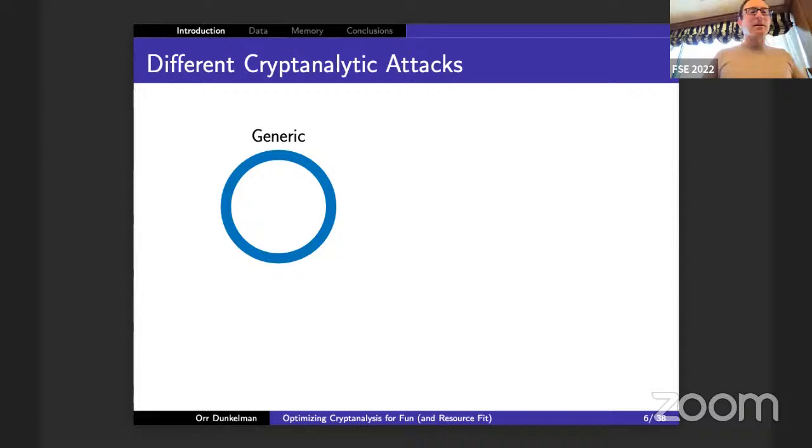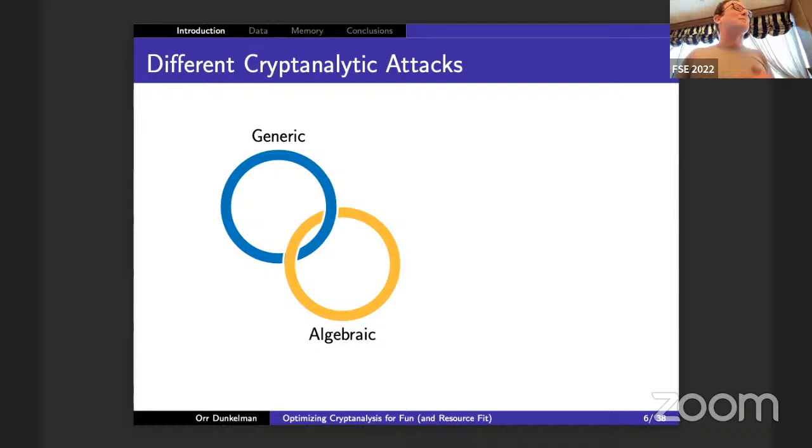The first one are the generic attacks. They work always. They don't depend on the internal description. Of course, you have the algebraic attacks, and I'm using algebraic in the broader sense, starting from SAT solvers and algebraic attacks and XL and Gröbner bases and XSL and SAT solving and MILP and all of that.